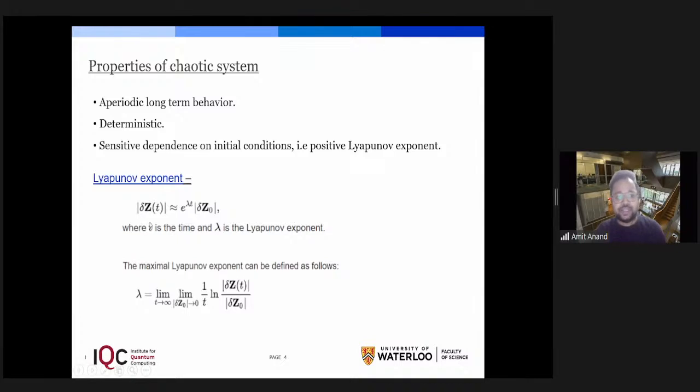Here you can see delta Z of t is the difference in, let's say, position at any time for two closely spaced initial points, and delta Z naught is the initial difference in the position. If the difference in the initial position grows exponentially with time, then we call the system chaotic, and that is parameterized by this lambda term here, which is the Lyapunov exponent. So this is one way to say that the system is chaotic.